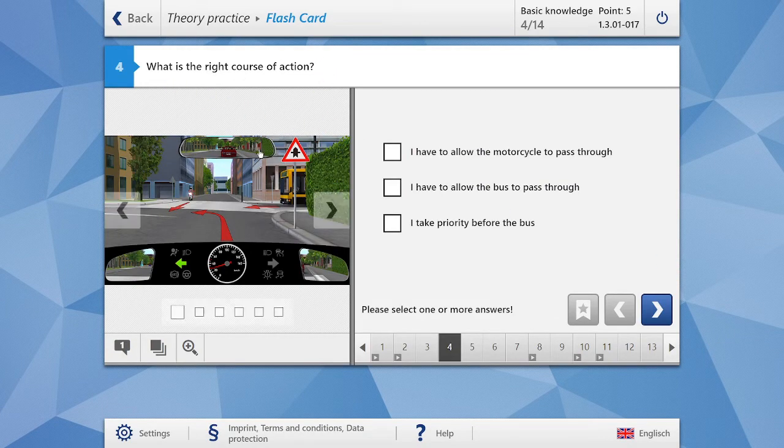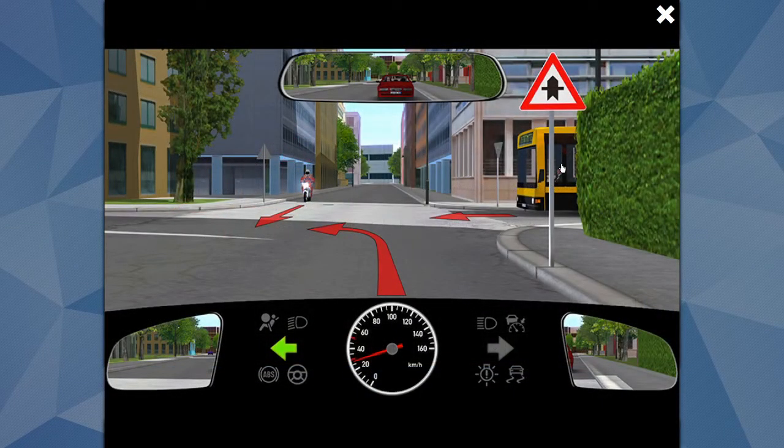Let's look at this question. What is the right course of action? Let's zoom in to find out. Let's understand. You are on a priority road, so that means you have priority over any cross moving traffic in this junction. You and the motorbike are on the same priority road. You can notice that the motorbike is also governed by a similar triangle. You want to move out of the priority road, whereas the motorbike wants to continue. So definitely the motorbike has the upper hand over you.